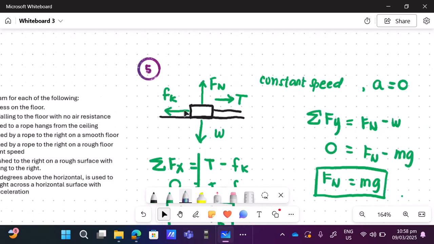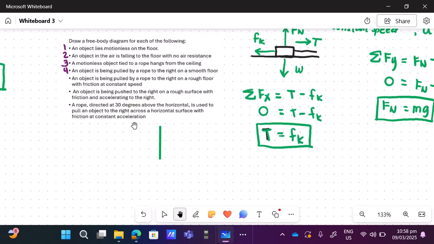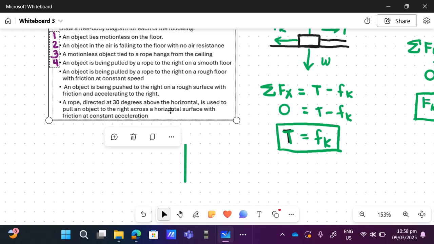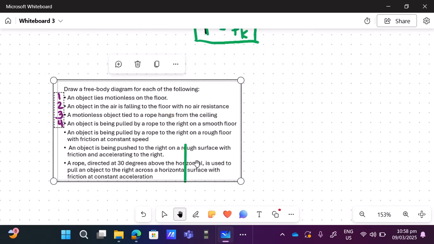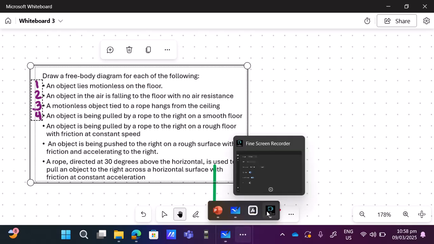Okay. Now we're down to the last 2. So let me copy this one. I don't know what's wrong with this. Okay, there. Let me pause the recording for a while.